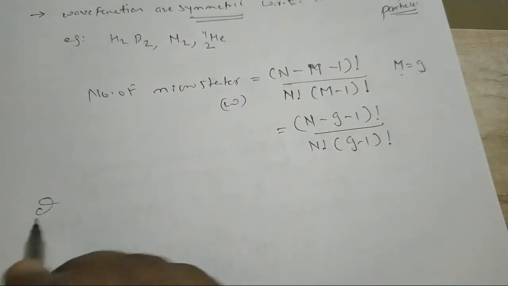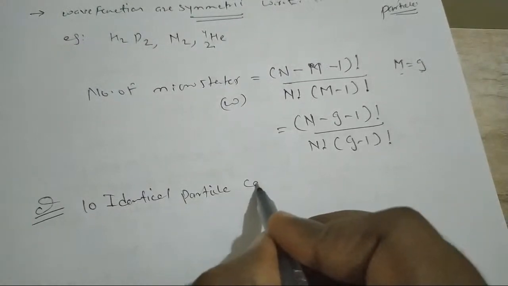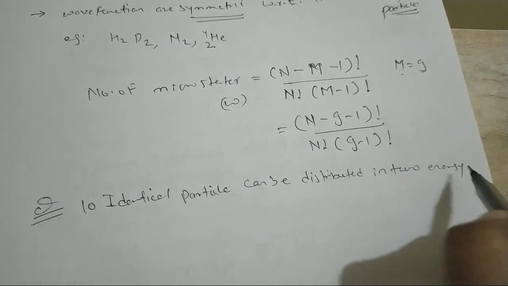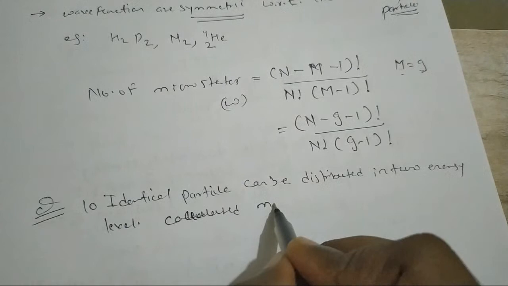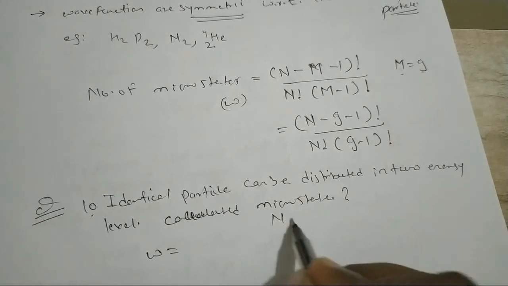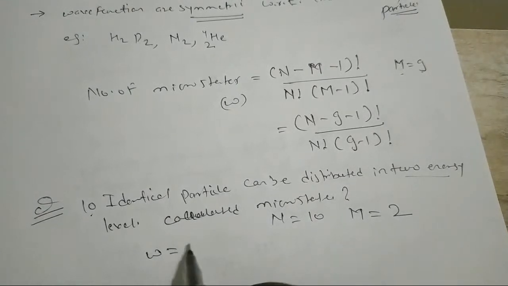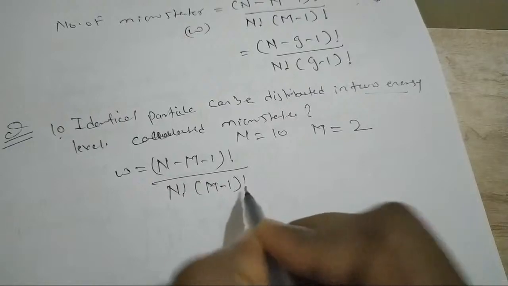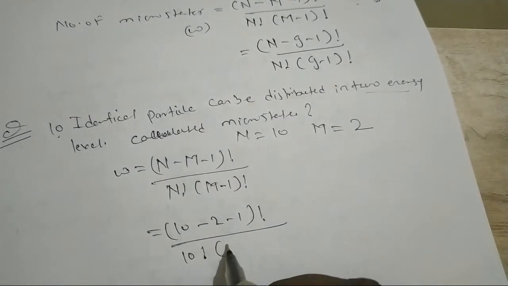So let's say there are 10 identical particles that can be distributed in two energy levels. Calculate the number of microstates. So here the capital N value is 10 and there are 2 states, so the M value is 2. We know the formula, substitute the values: (10 minus 2 minus 1) factorial upon 10 factorial (2 minus 1) factorial.